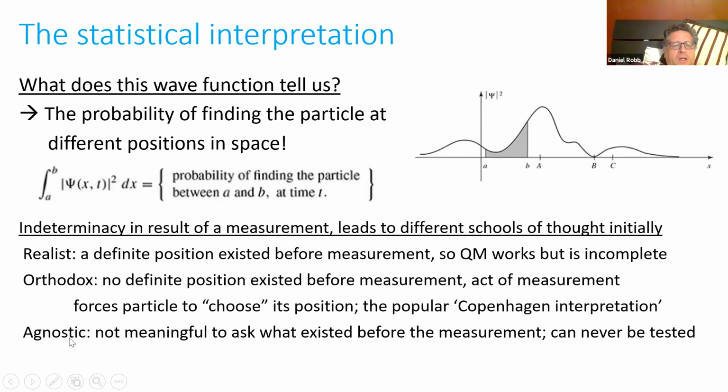And last was sort of a third school of thought, which is kind of agnostic, which says it's not really meaningful to ask what existed before a measurement, because the only way we can, in science, test things is to measure them. So what exists before the measurement can never be tested. So it's not really meaningful to ask whether there's a definite position before the measurement or not. So that was a third school of thought. So kind of interesting philosophically to think about these things.